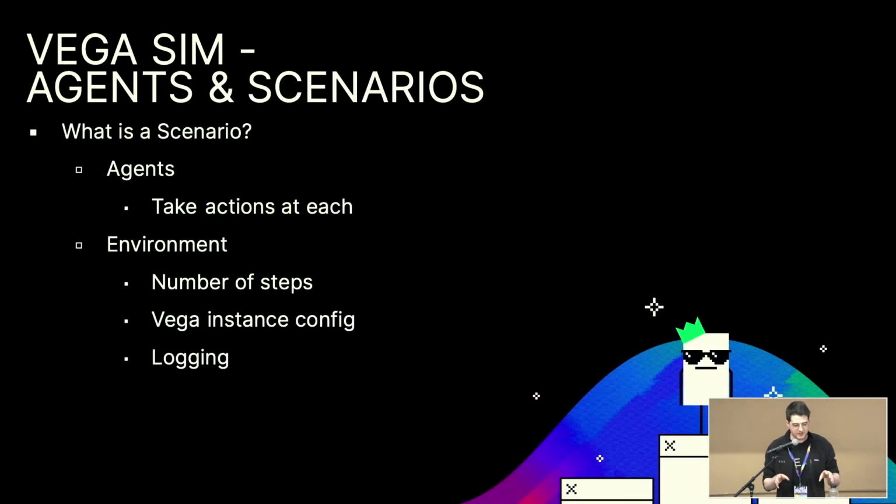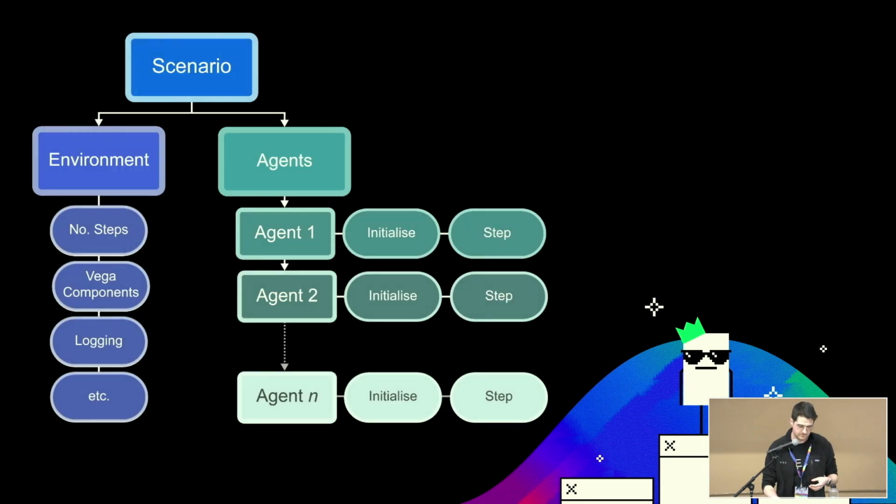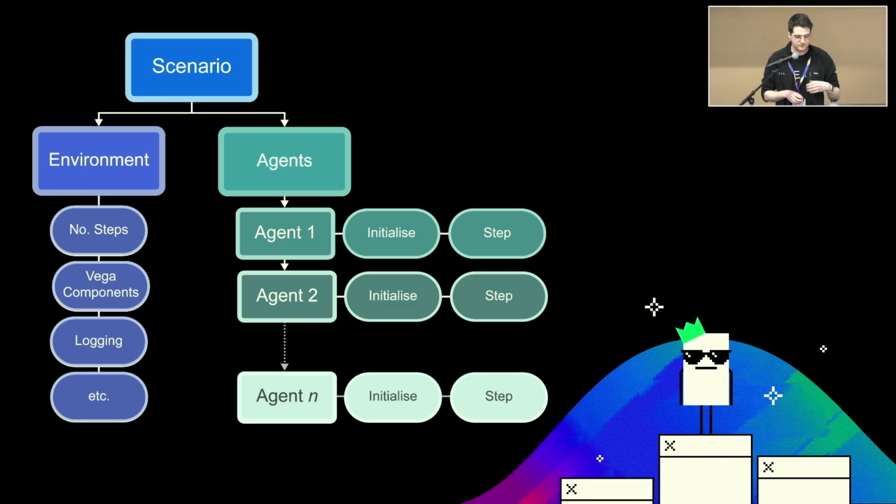We split a scenario into agents who take their actions each step, and the environment, which is sort of the number of steps, some config, some logging, that kind of thing. And then it's just a diagram to picture out how we split it out. We've got the environment and then agents, which are just, each one will initialize, print itself some money generally, and then for however many steps we go, they get a turn, they get a random turn, they do their stuff, and we move on to the next one.